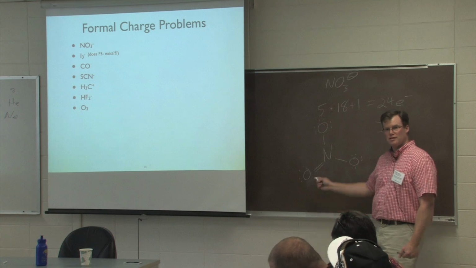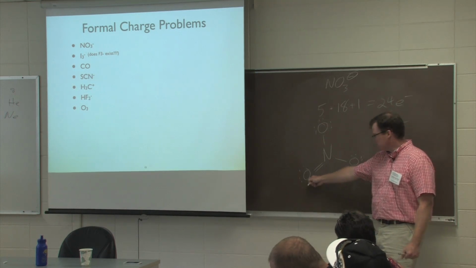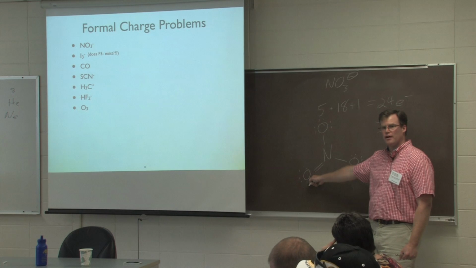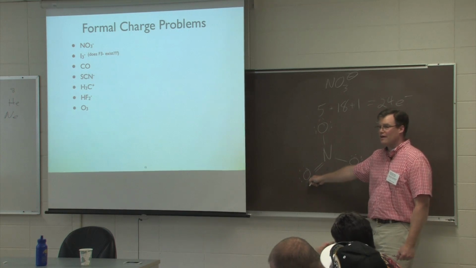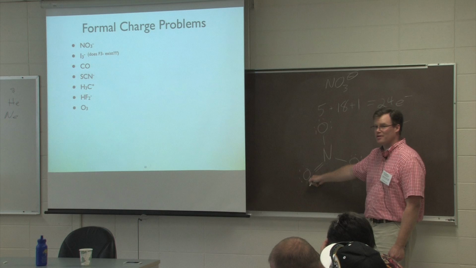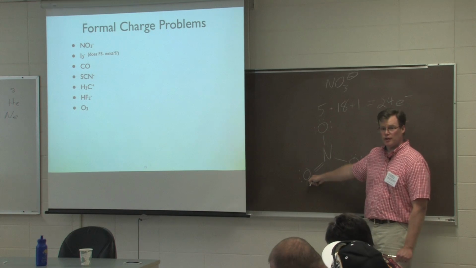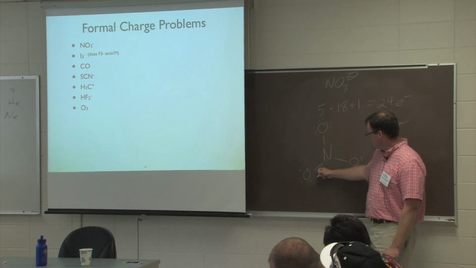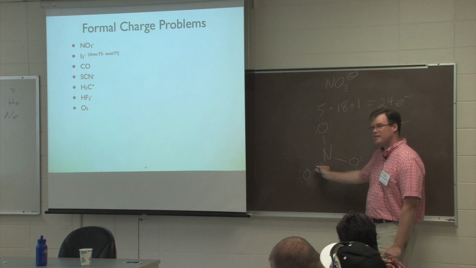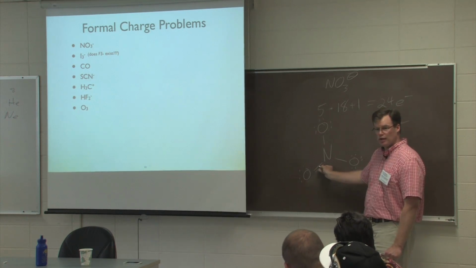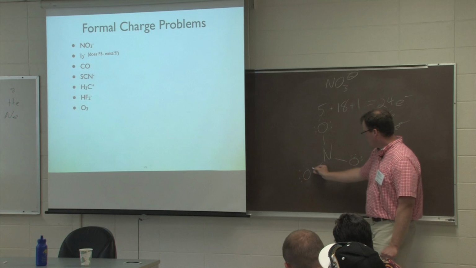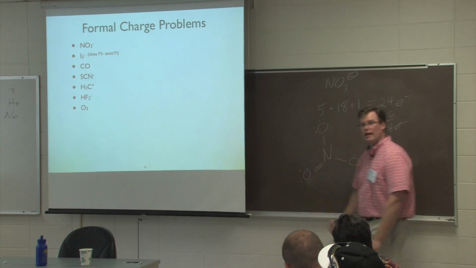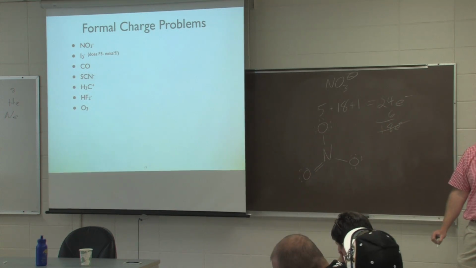Okay? Does that make sense? How many electrons are around this oxygen right now? 8. I haven't changed the total number of electrons around it because it's just sharing those 2 electrons with the nitrogen. So I have 1, 2, 3, 4. Each of these dashes here represents 2 electrons. So 1, 2, 3, 4, 5, 6, 7, 8 electrons around that oxygen.